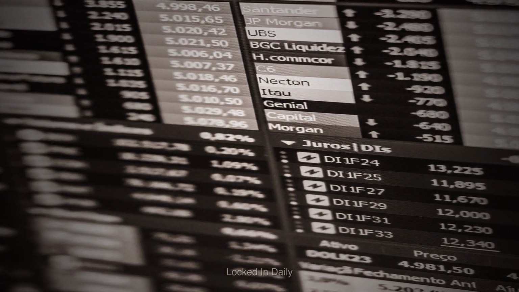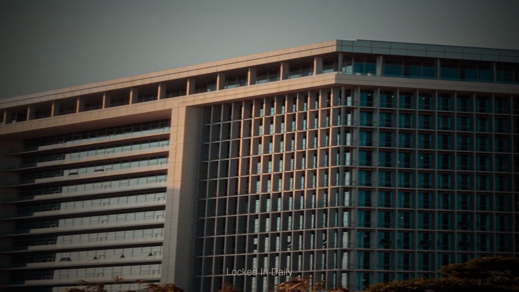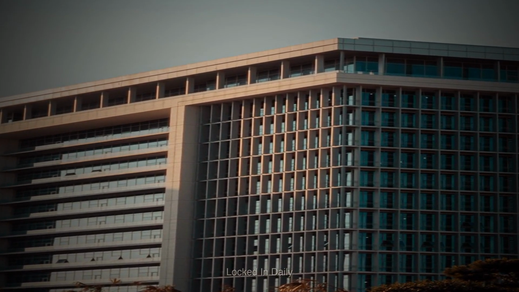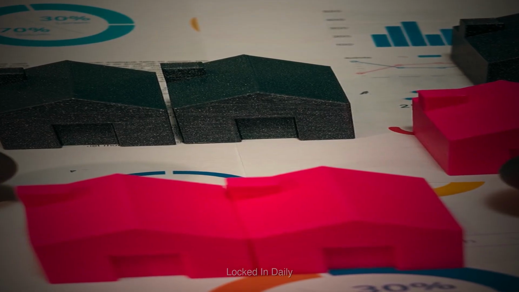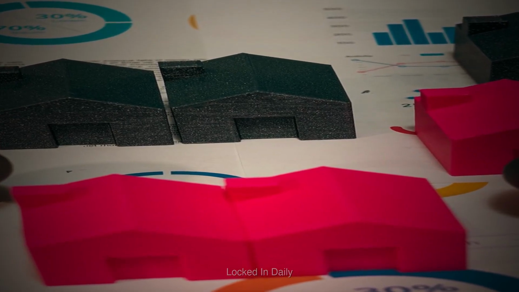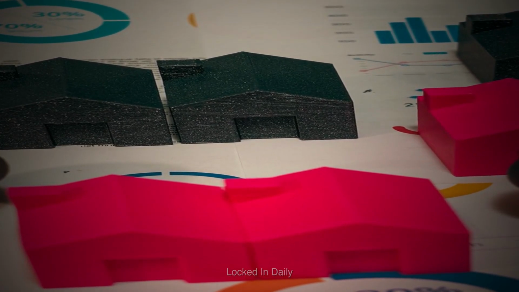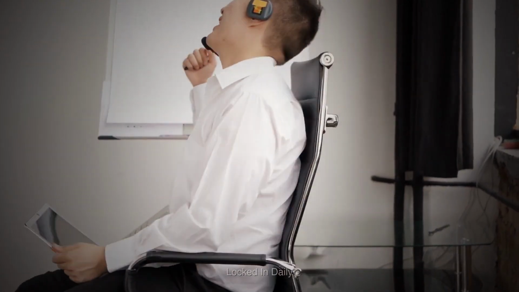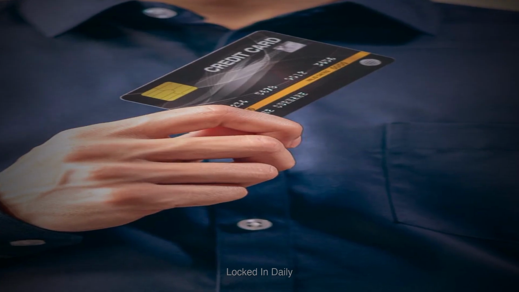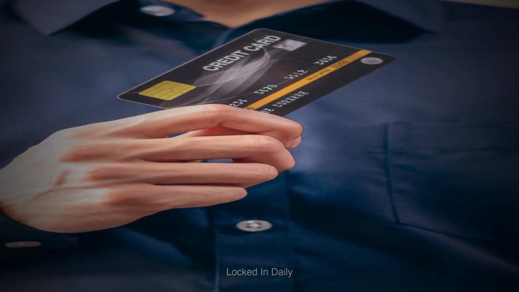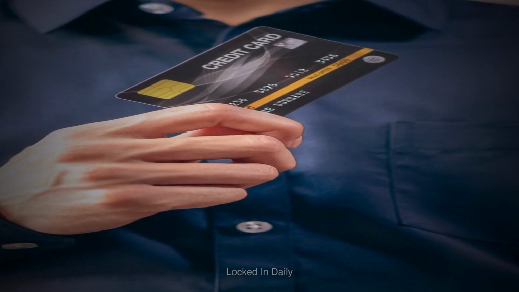Here's the math. DSCR equals gross rental income divided by total debt service. Total debt service means your PITIA: principal, interest, taxes, insurance, and HOA if there is one. So if a property rents for $2,000 a month and your total monthly payment is $1,600, your DSCR is $2,000 divided by $1,600, which is 1.25.